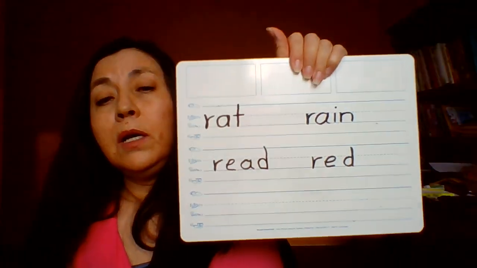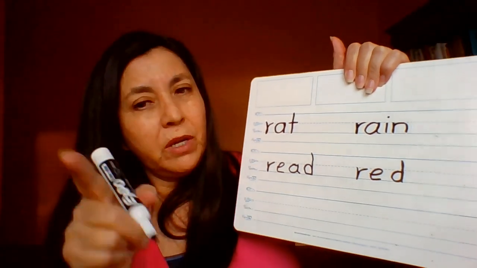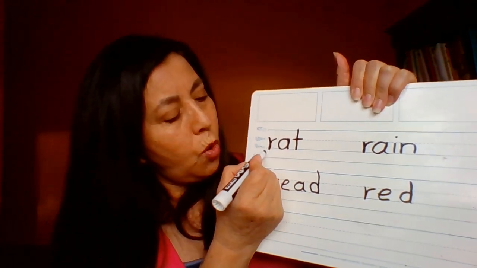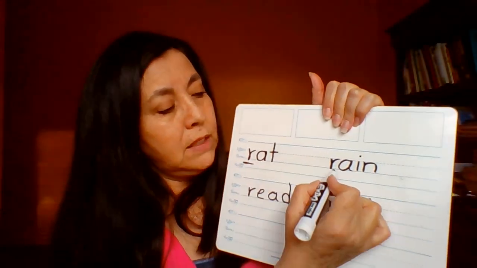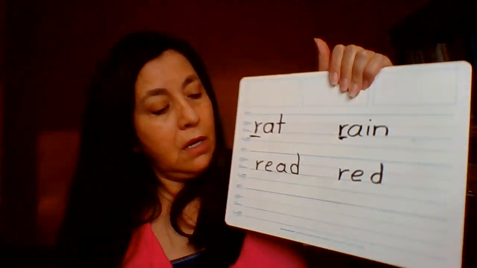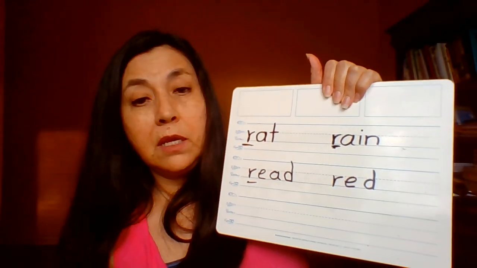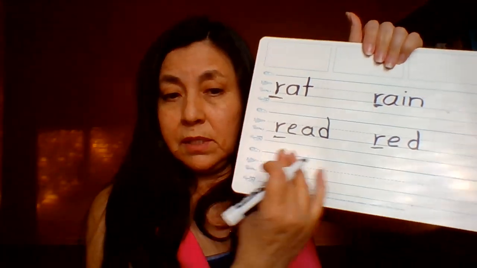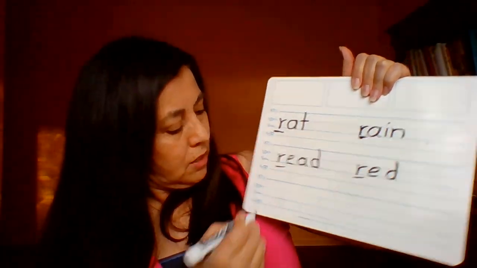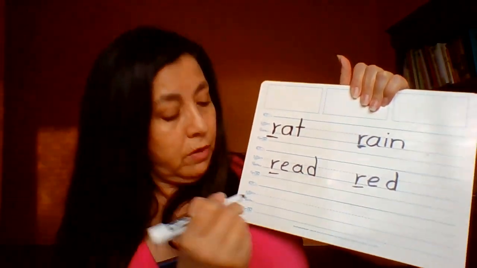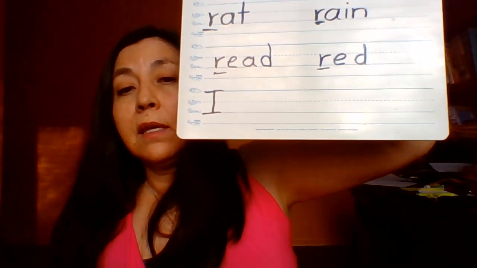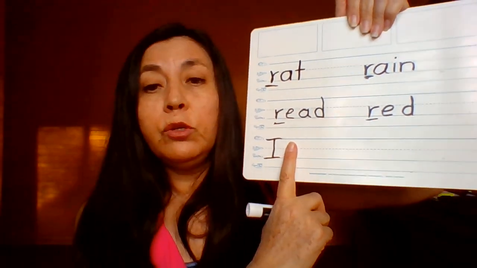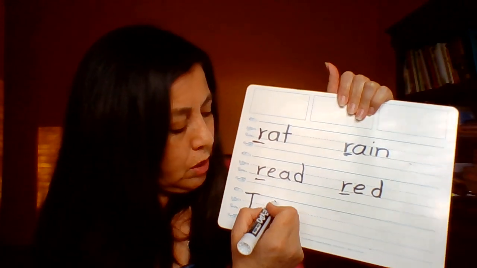Now, we were going to write a sentence, but first let's check. So all these words begin with the sound R. Rat, rain, read, and red. And I can write a sentence because I have space here. So I can say I. That's one of our sight words and it's a letter too. I. Now put your little finger so you leave space between words.